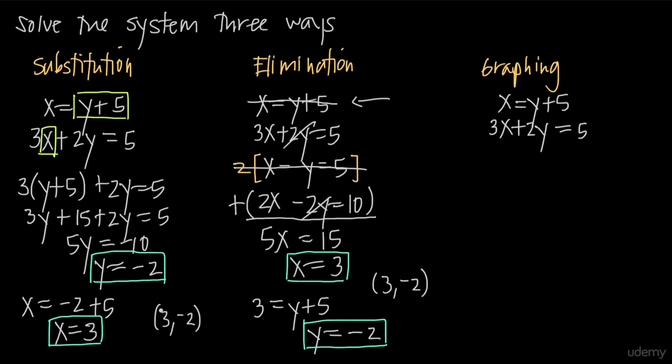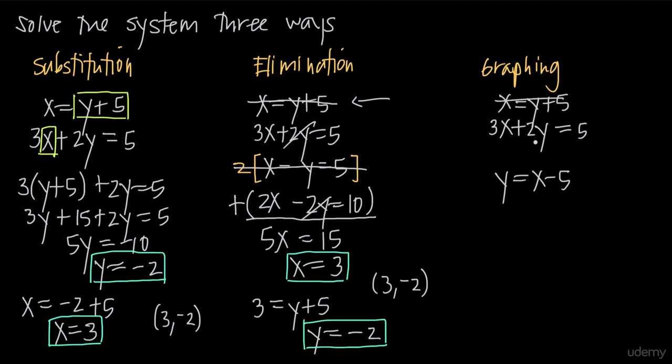Now instead of using substitution or elimination, we can also use graphing to find the solution, because this again is just a coordinate point. So we have the two equations, x equals y plus 5 and 3x plus 2y equals 5. What we want to do is put both of these in slope-intercept form, which we have to do by solving for y. So solving this first equation for y, we need to subtract 5 from both sides to get y by itself, and we'll get y is equal to x minus 5. So that's a replacement for this equation.